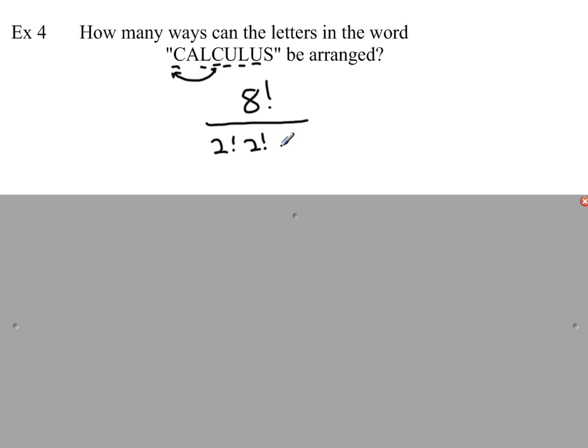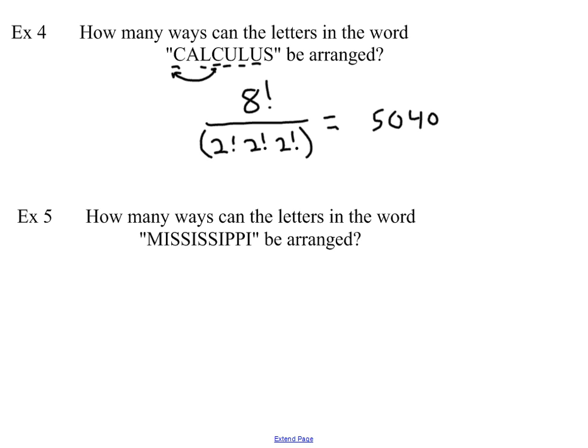We divide by 2 factorial again, and 2 L's. Now if there were like 3 L's, we'd divide by 3 factorial, but since there's just 2, we divide by 2 factorial. If you do this on your calculator, I recommend put what's in bottom in parentheses. And if you do that, you'll find that there are 5,040 unique ways to arrange the letters in the word calculus.